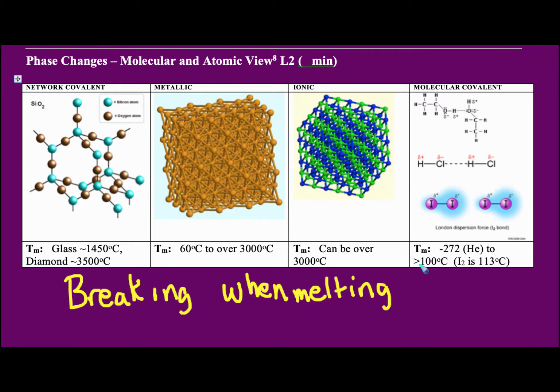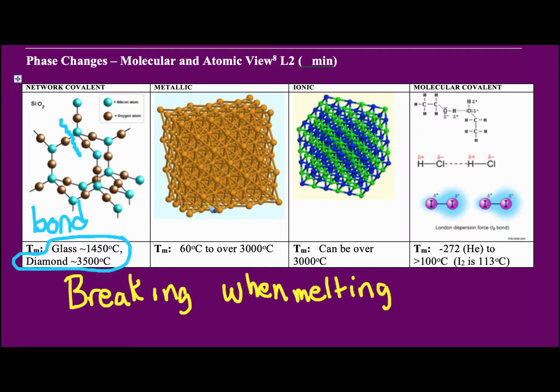Now, I went ahead and put some ranges of melting points so you can get an idea of what we're looking at. If we have network covalent, and I like to ask my kids to always classify, is it network covalent, metallic, ionic, or molecular covalent? For example, this is a glass, and there are lots of glasses. They're doped and have different properties. To melt this, we actually have to break a covalent bond. So you're breaking a bond. That's a very strong force of attraction. Those melting points are very, very high, on the order of 1400 to 3500 degrees.